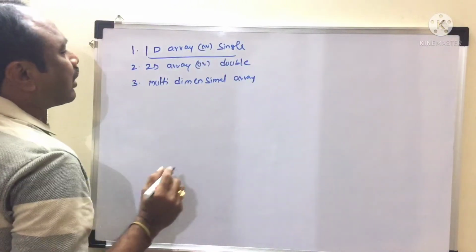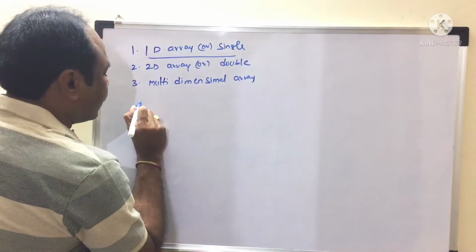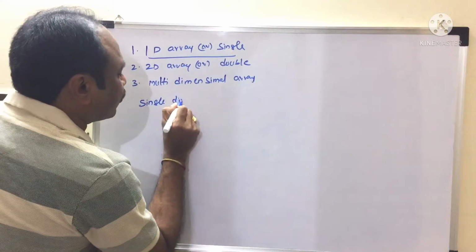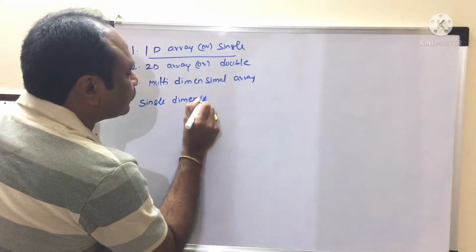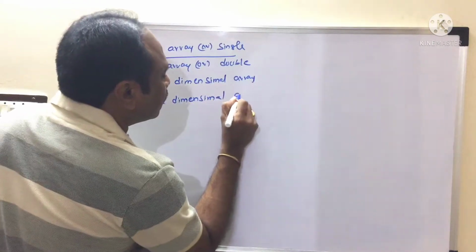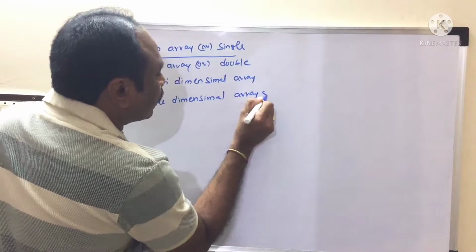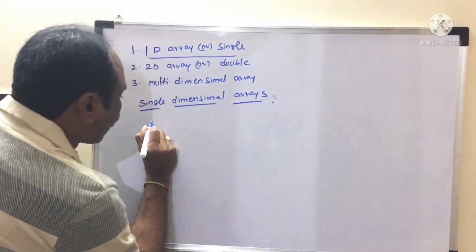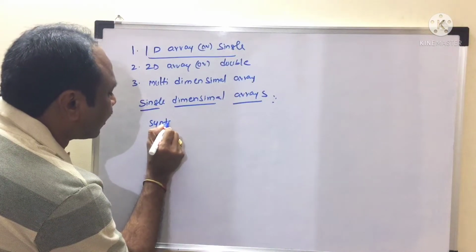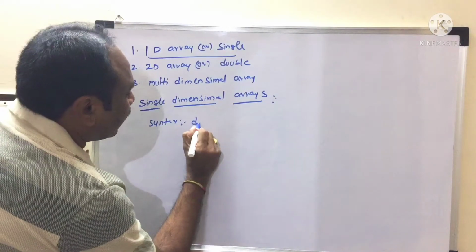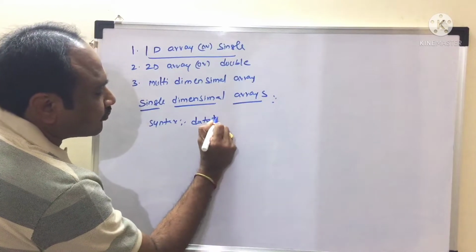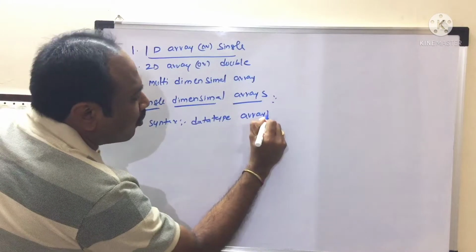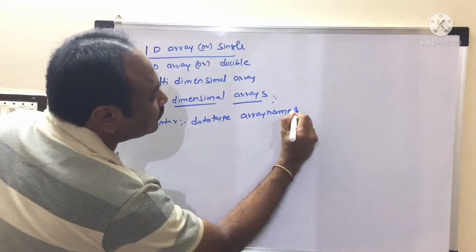First of all, we will talk about 1D array or single dimensional arrays. To work with any concept we have to use syntax. What is the syntax of a single dimensional array? Data type, array name, of size.